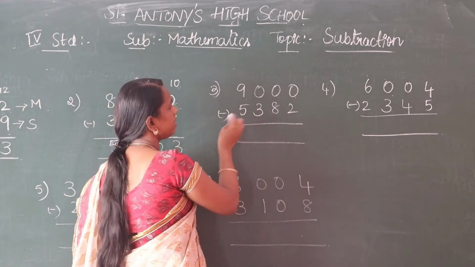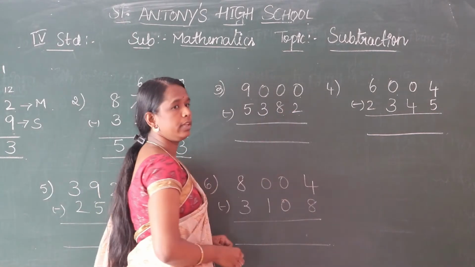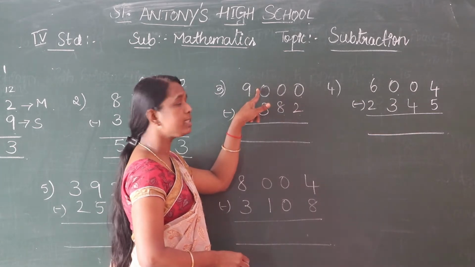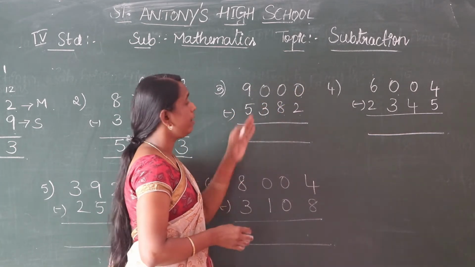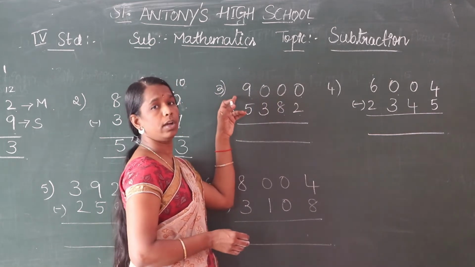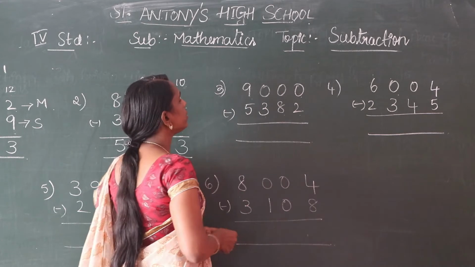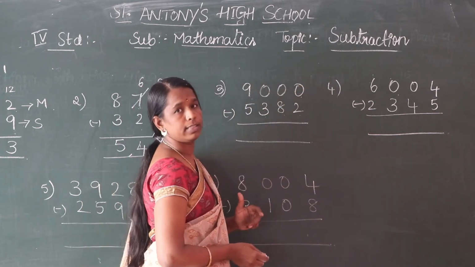9000 minus 5382. So in the unit place, tens place, and hundreds place, all are 0. So what we have to do, children? We take a borrow from the thousands place. In the thousands place, 9 is there. So take borrow means give borrow to all the places.